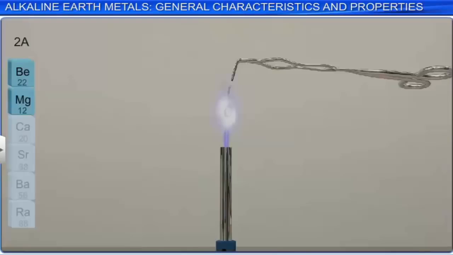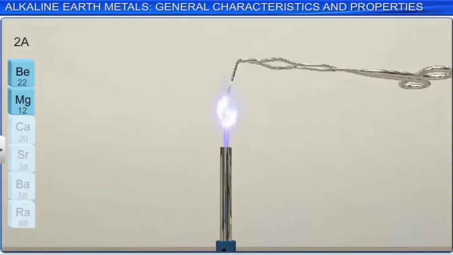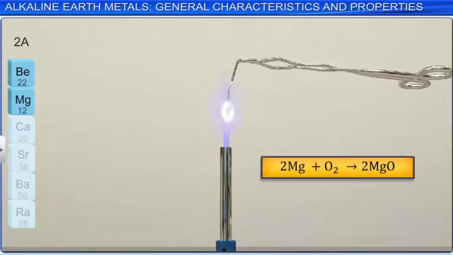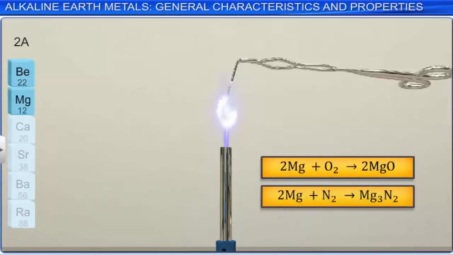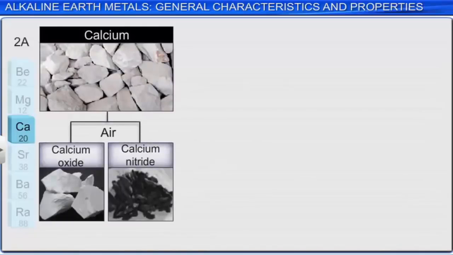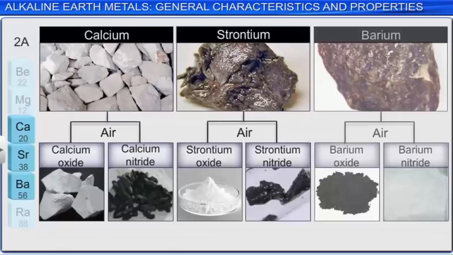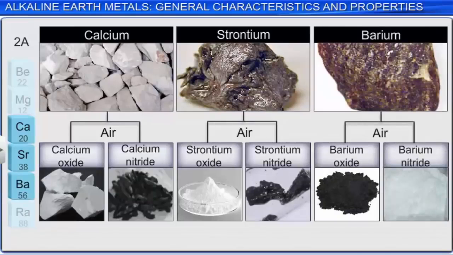Magnesium and beryllium, when ignited, will react vigorously in air, releasing a bright light. Both the oxide and the nitride will form when reacting in air, as shown here in the reactions for magnesium. Calcium, strontium, and barium also react in air to form oxides and nitrides.